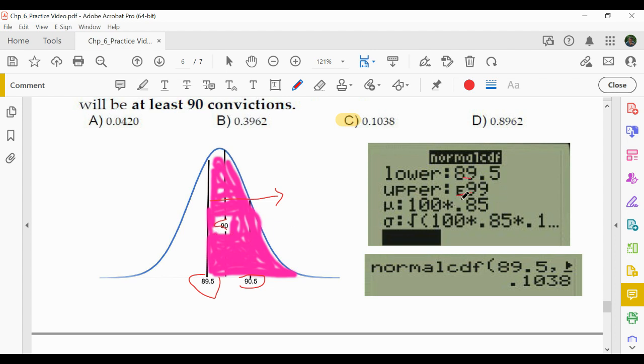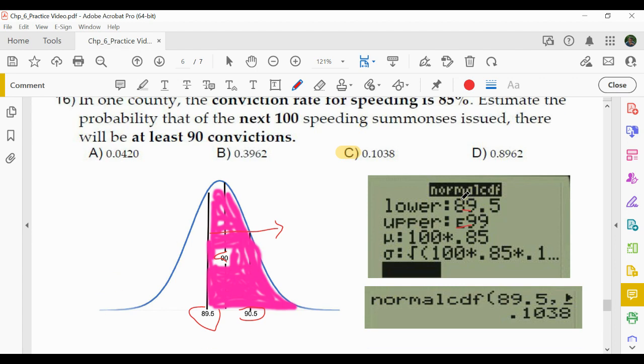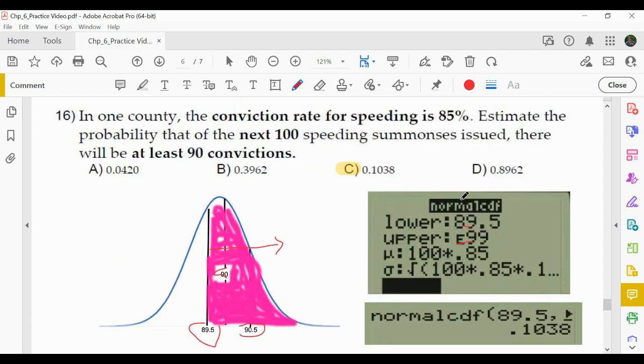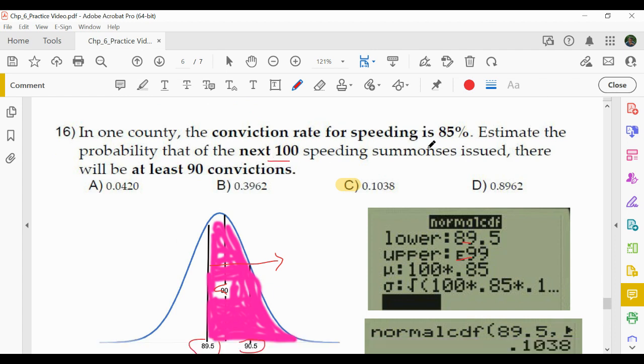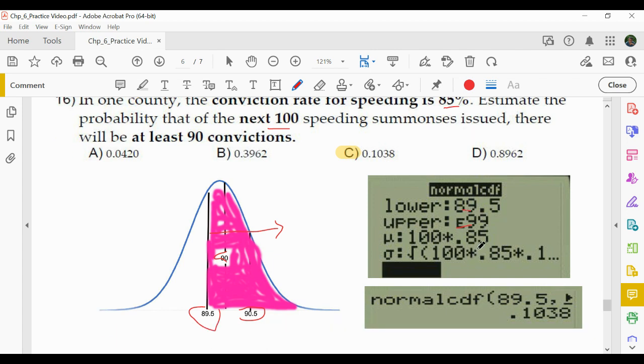Now, with 6.6, you have to calculate your own mean. Mean is n times p. All right, so your n is 100. Probability of someone being convicted, your p-value is 85%, so that's 0.85. Standard deviation is the square root of n times p times q. Well, there's my n, there's my p. My q, I let the calculator take 1 and subtract 0.85, but I could have said 1 minus 0.85.